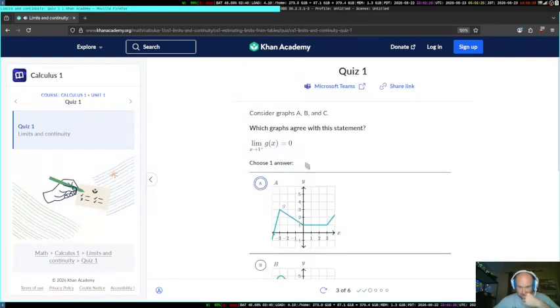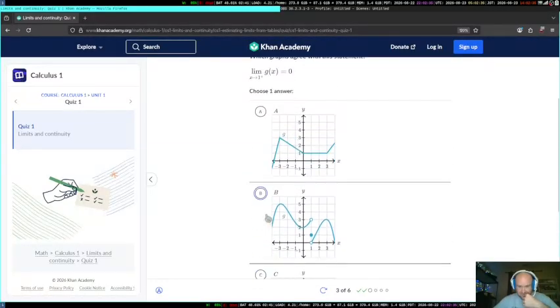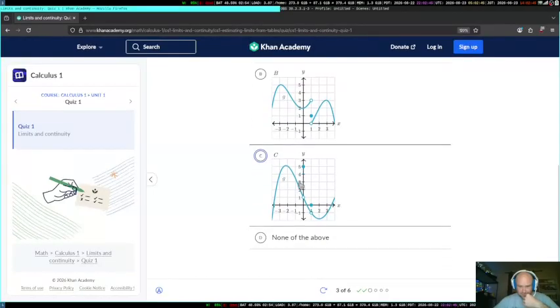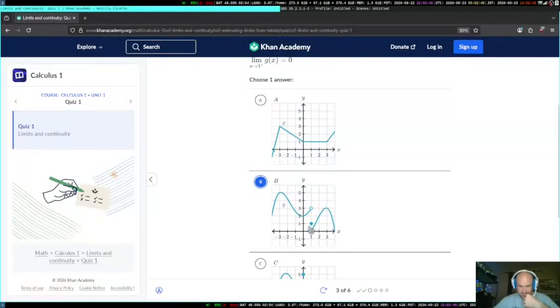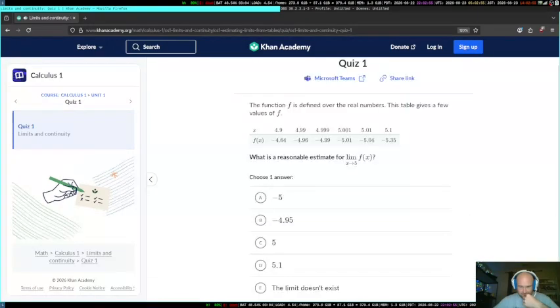All right. Which graphs agree with this statement? The limit as x approaches 1 from the right of g of x is equal to 0. It's not that one. No. It's for 1, a 1 from the right. This one probably. B looks reasonable. Yeah, B. So g of 1 is not 0 here, obviously. But yeah, that's the answer. These are really easy, so it's kind of hard to reason through it because you can just look.